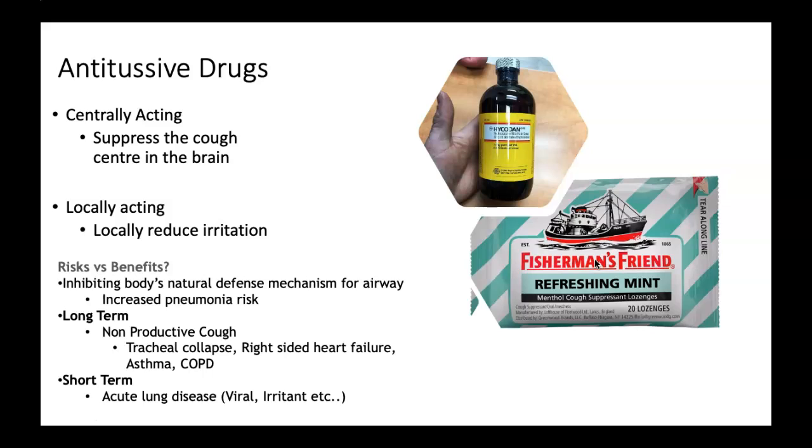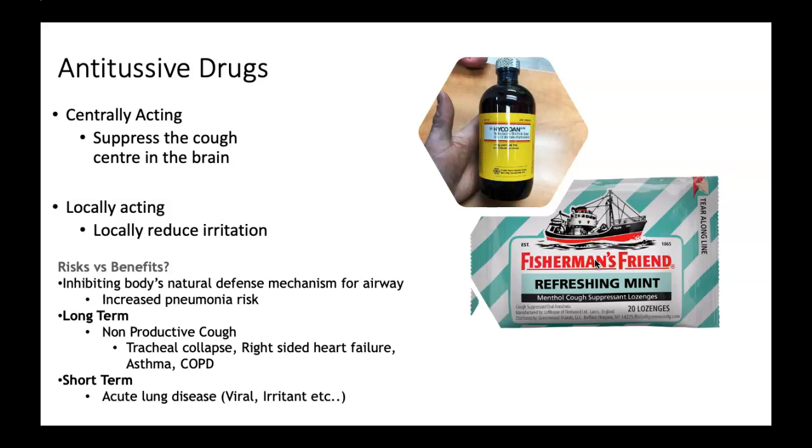So looking at some antitussive drugs, we don't really have a lot available to us. We have centrally acting, which suppress the cough centers in the brain, and we have locally acting, which reduce local irritation. Risks and benefits of both, and we'll talk about the different types coming up in a minute here.